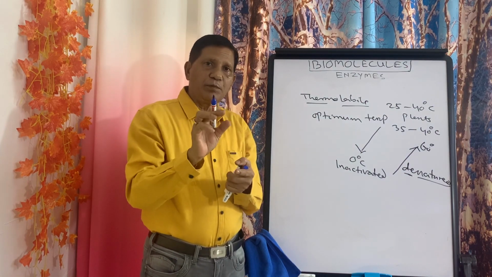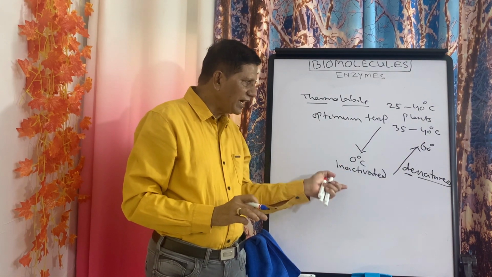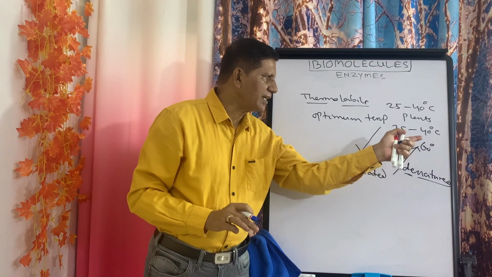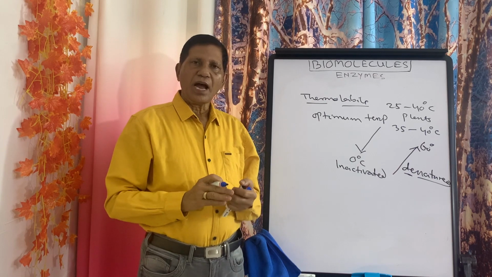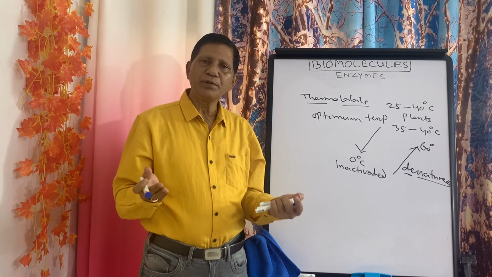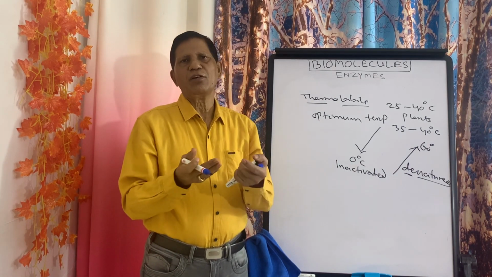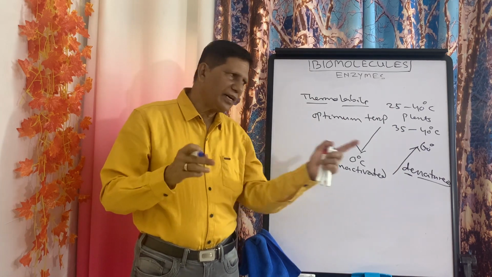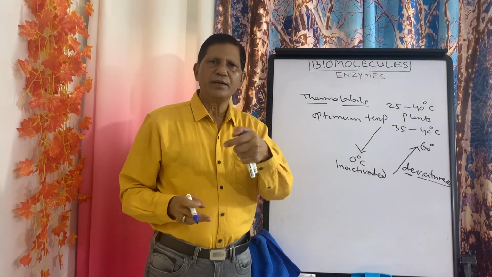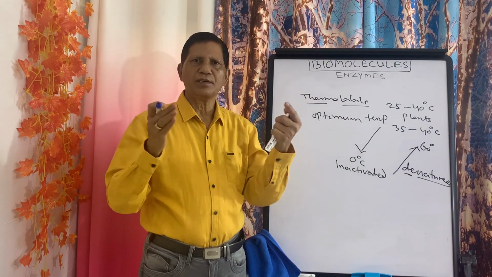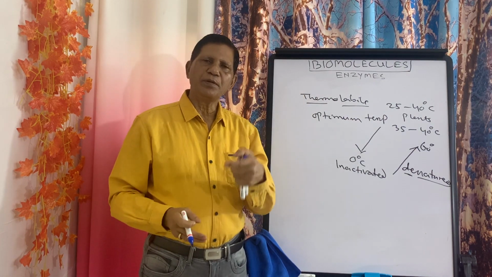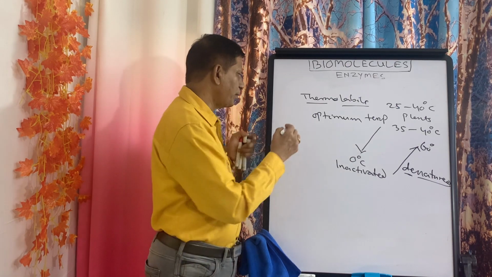Now this is the basic difference. At 0 degrees centigrade, they are inactivated, while at 60 degrees centigrade, they are denatured. This is the major difference. And when the enzymes are denatured at high temperature, there will be no enzymatic activity. But here again some exceptions are there. Like hot springs, where some bacteria, archaebacteria are there, and you know also Taq polymerase.